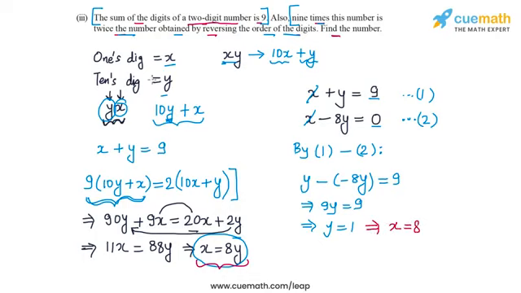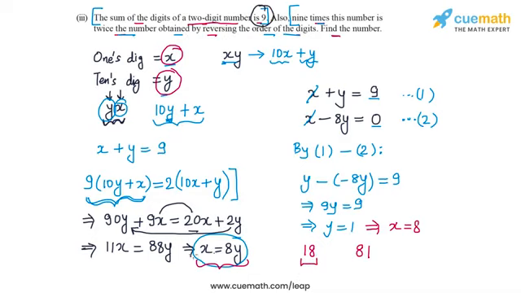So in the original number, the ones digit is x or 8, the tens digit is y or 1. So the original number is 18 and the reversed number is 81. And now we can see that the sum of the digits in the original number is 9, which aligns with the first piece of information given to us.